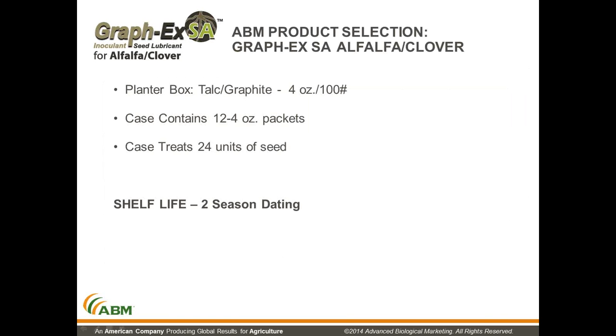So again, how it's packaged, it's a planter box treatment, it's talc graphite. You're going to add 4 ounces per 100 pounds of seed. A case will contain 12 4-ounce packets, and each case then will treat 24 units of seed. And because this is just straight a rhizobium strain that's specific for alfalfa and clover, we can actually get a 2-season dating on the pouch. So if you don't use it, you can keep it in a cool, dry location to keep the shelf life fresh.